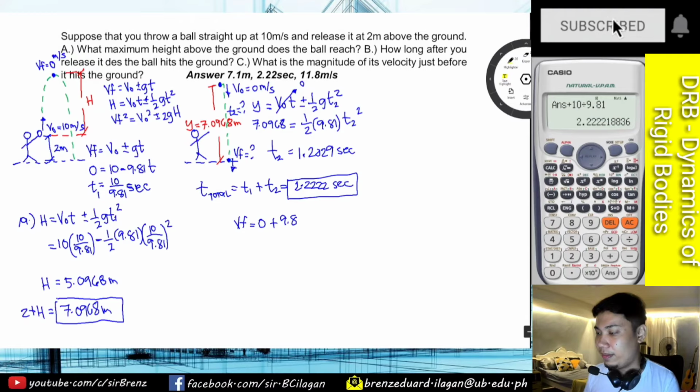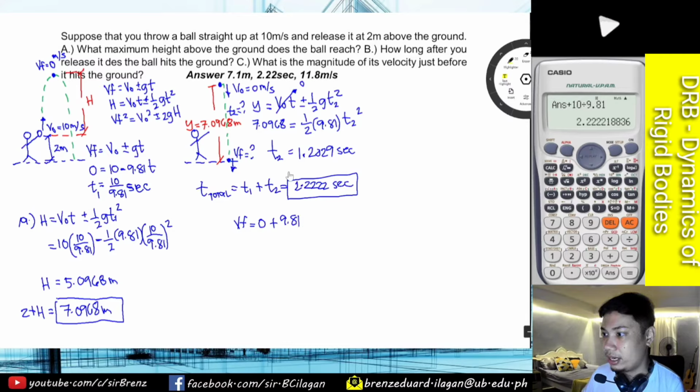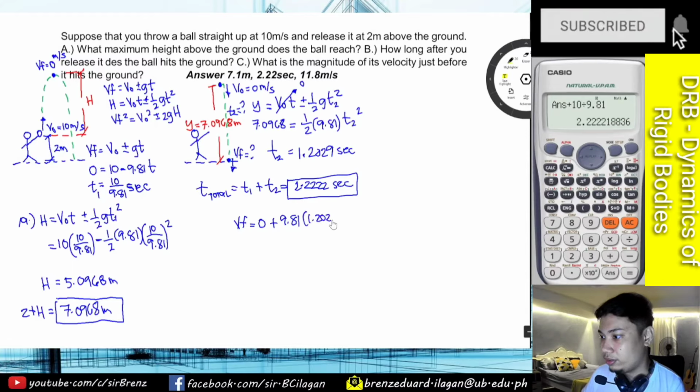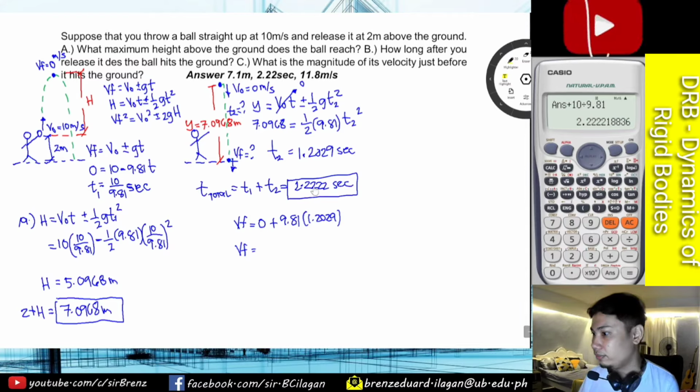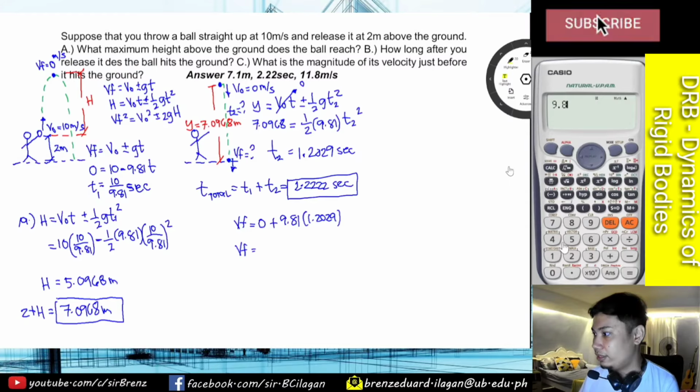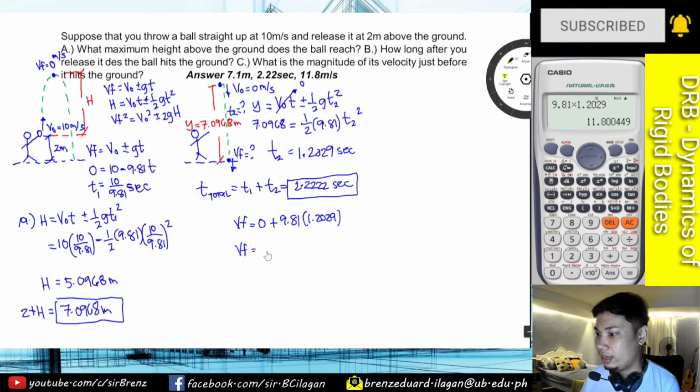Equals initial, which is 0. So plus 9.81. So 9.81, then multiply by 1.2029. This is the scenario we'll use, not this one. So times 1.2029. So the final velocity right before it reaches the ground surface, 9.81 and then multiply by 1.2029. So 11.8 meter per second.